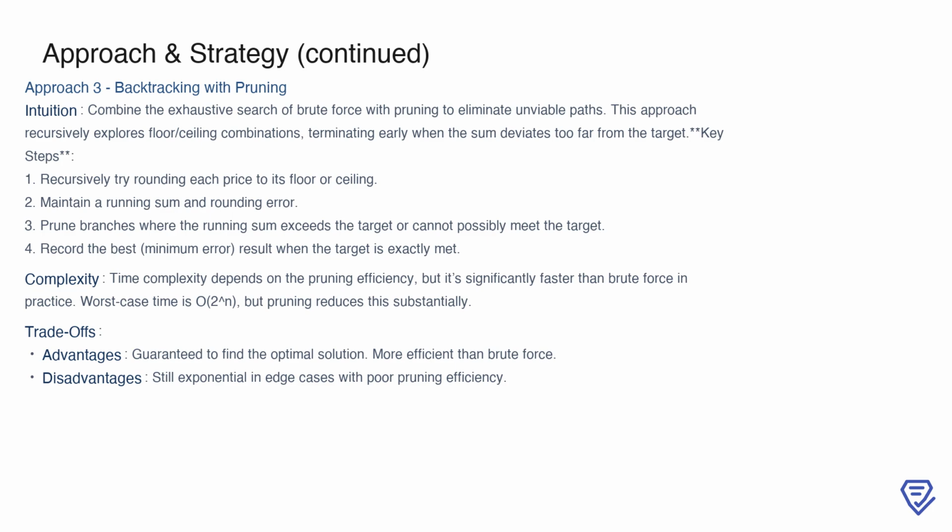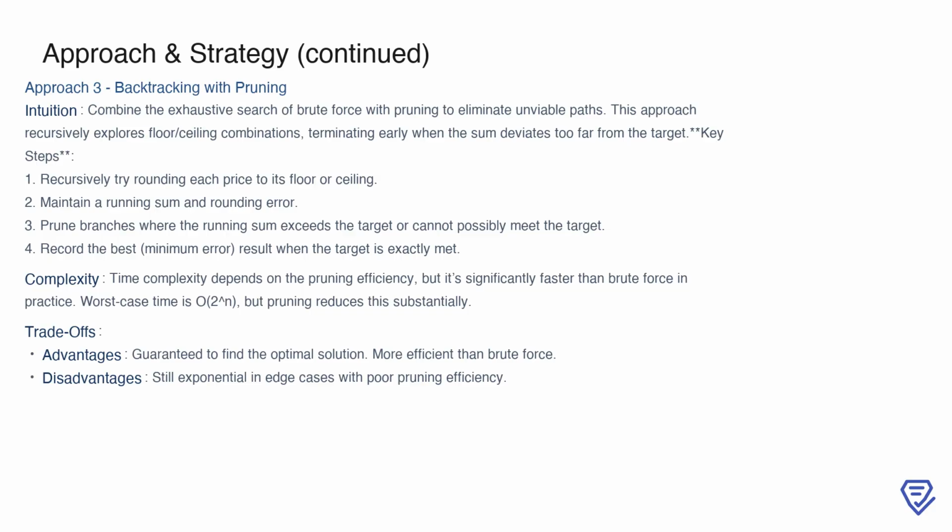Here, we recursively attempt to round each price to its floor or ceiling, maintaining a running sum and a running rounding error. If at any point the running sum exceeds the target or cannot possibly reach the target, we terminate that branch early, which significantly reduces the number of combinations we need to explore.